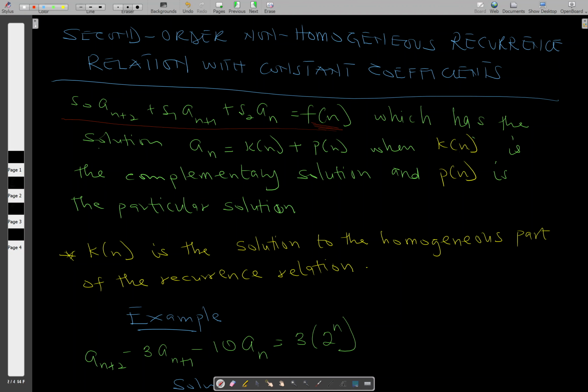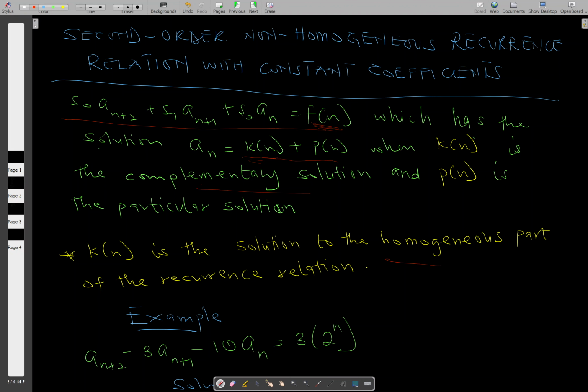Now when you have a non-homogeneous recurrence relation, the solution is given by this. We have two terms. Our k of n is the complementary solution, which is the same as the solution to the homogeneous part of this problem. So solving for k of n, you solve only the homogeneous part. That's, you set f of n to 0.